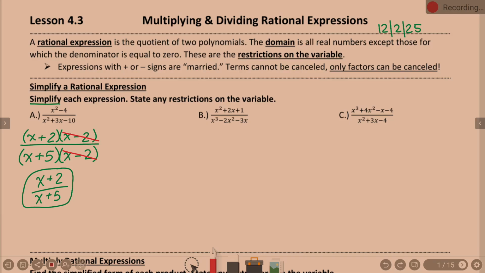Okay? Now, there was one other piece to the request here. Did you guys catch it? State any restrictions on the variable. So hopefully you left a little bit of room. Not sure, I should have written a little smaller, but that's all right. Restrictions on the variable.